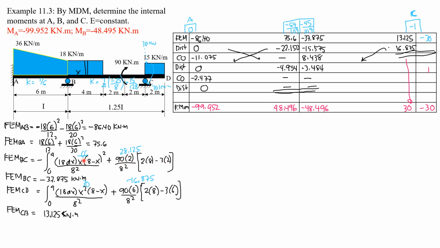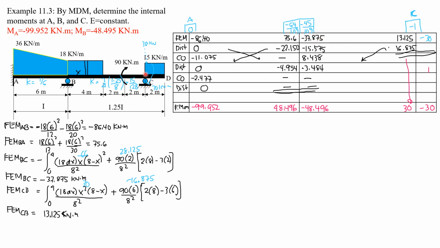So negative 66 plus 28.125 is negative 37.875 at B. So negative 37.875 kilonewton meter.